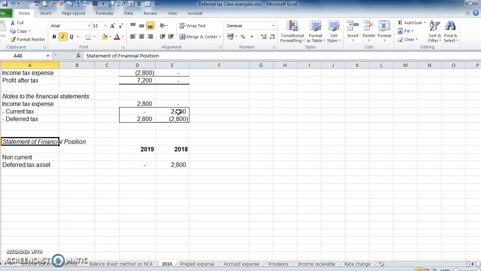And then in our financial statements, we would show our non-current asset, deferred tax asset, of 2,800, and in 2019 we wouldn't have anything. Alright, so I will continue in the next video.